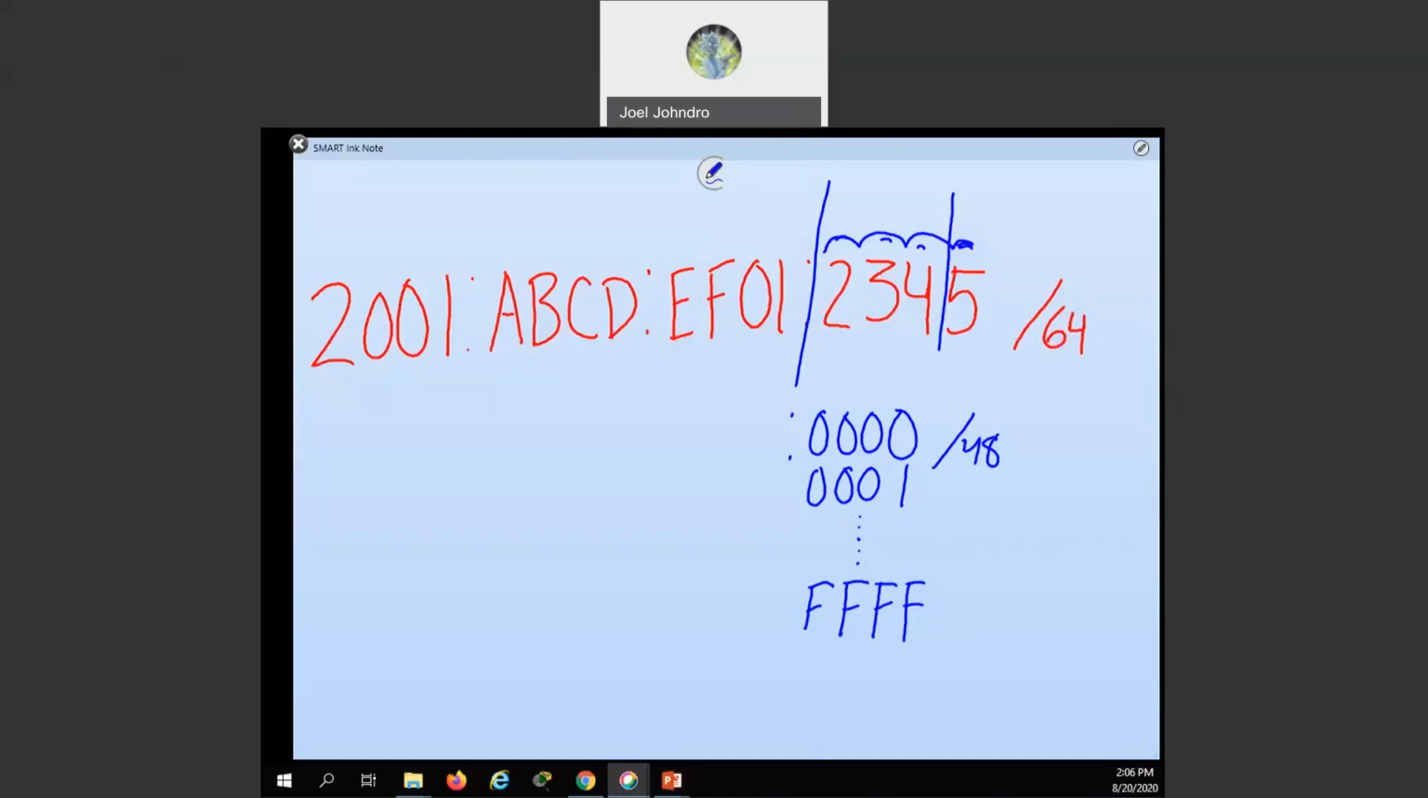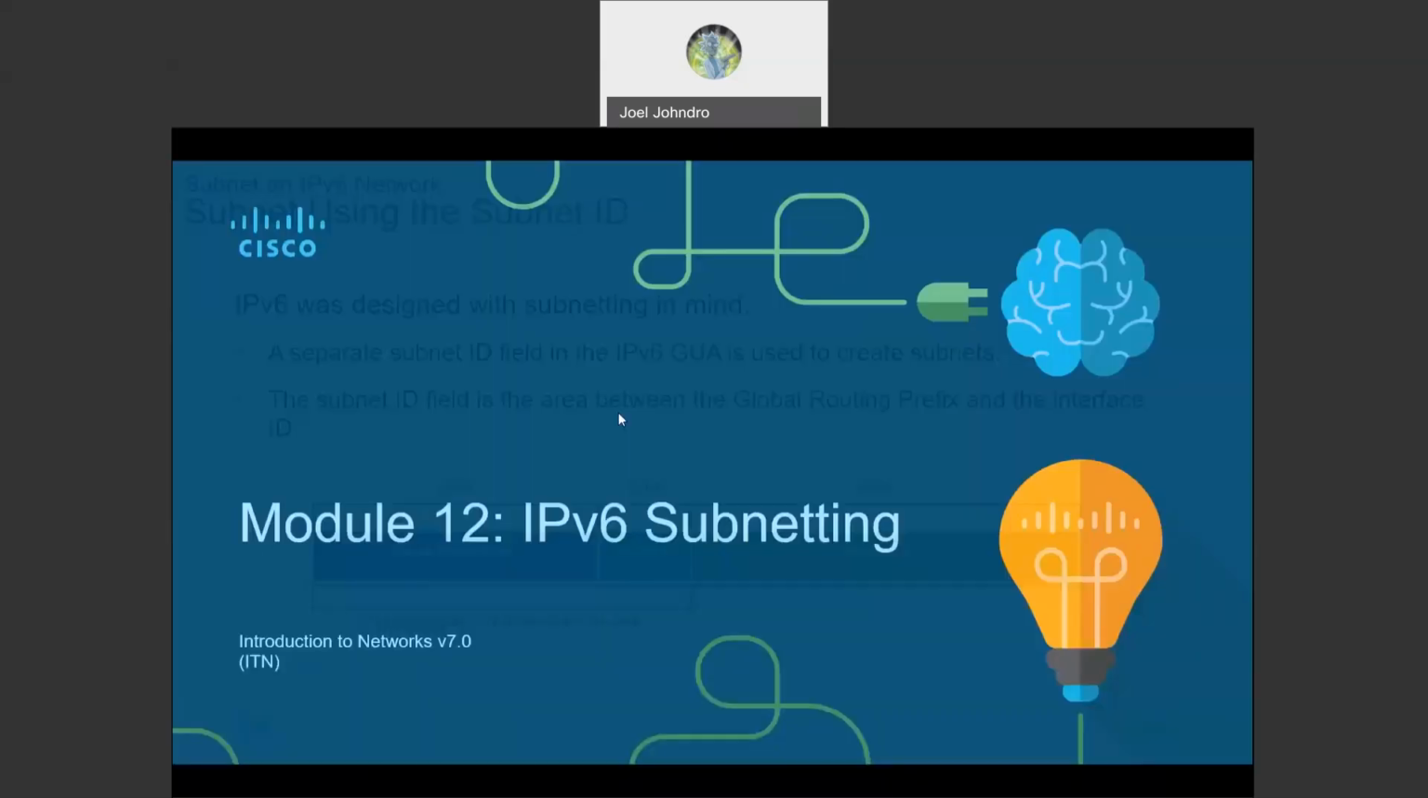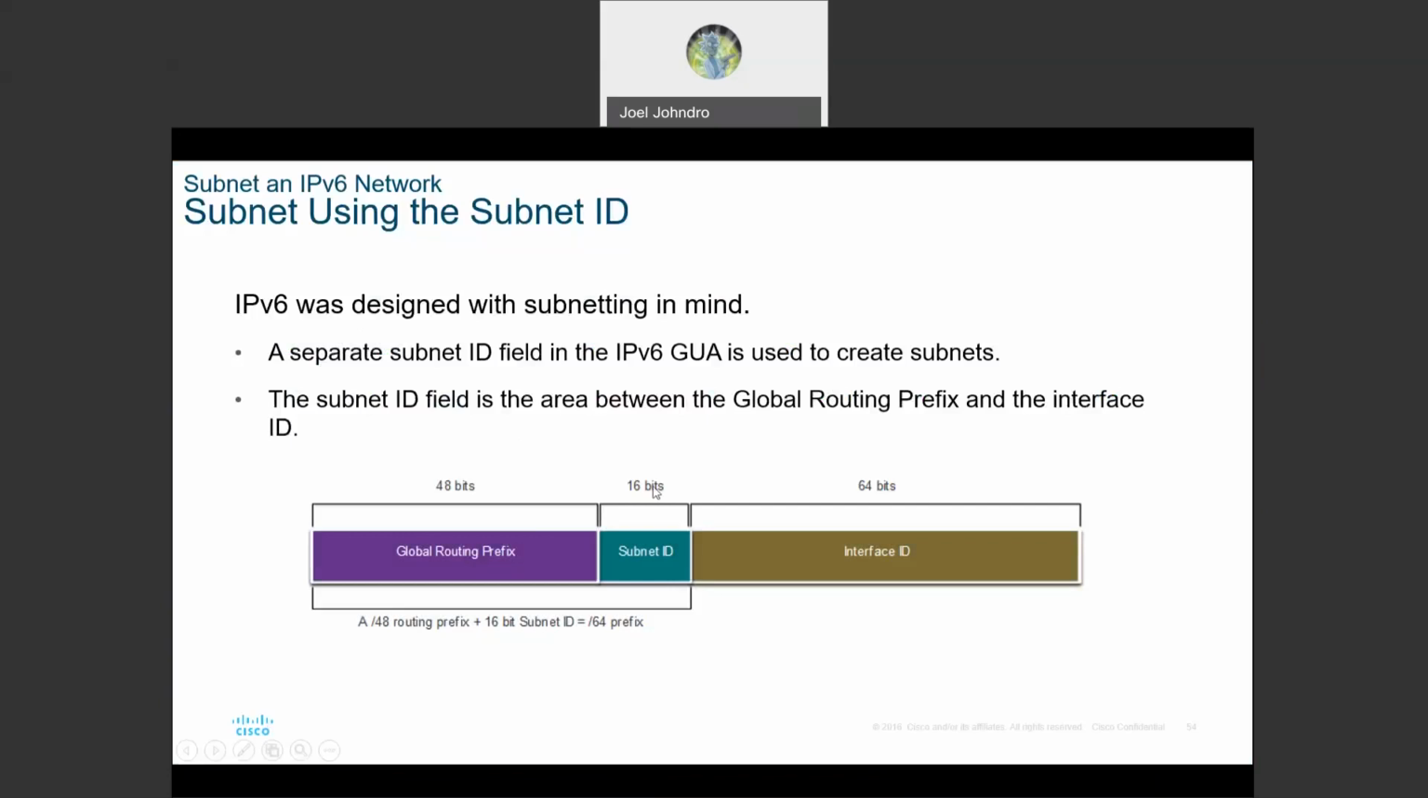And the book explains it this way. Shows the 16 bits, which is the 2345 portion of that address I just had on the board. That's the 16 bits of the subnet ID. And that's what you would take the subnet out of, always 4 bits at a time. The last part is the interface ID. You don't need to worry about that for subnetting. The interface ID is typically assigned by a router or a server using SLAAC or stateful DHCP.